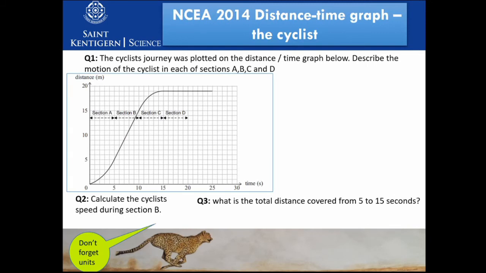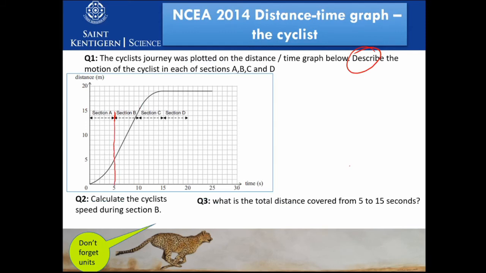So in 2014, a distance time graph. It's the first thing we need to know. Is this a distance or a velocity time? Distance time. And if you look carefully, we've got three sections. So the question said, the cyclist's journey was plotted on the distance time graph below. Describe the motion of the cyclist in each of the sections A, B, and C. So we need to describe the motion of the cyclist in the first section.